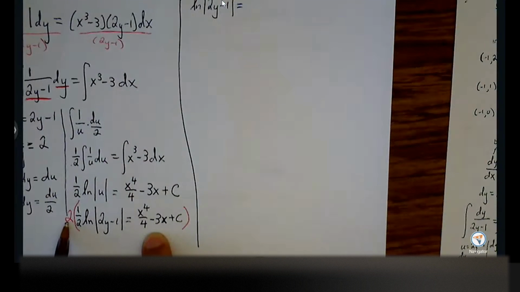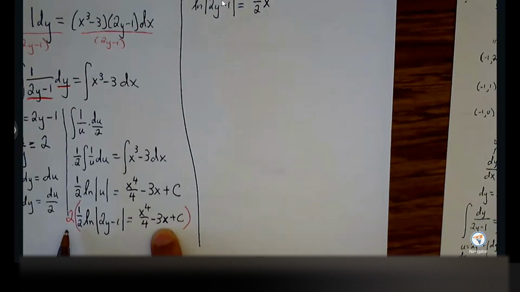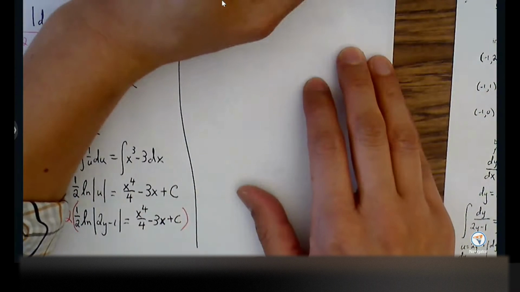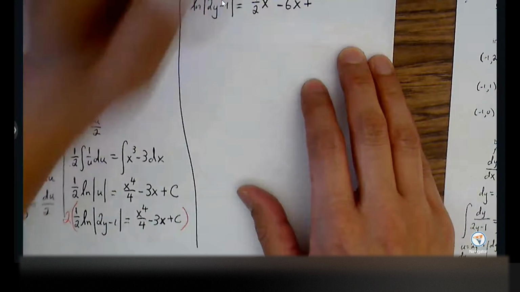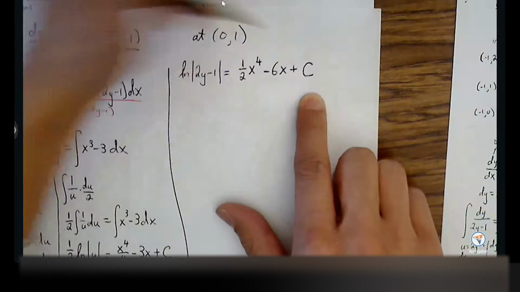2 over 4 is just 1/2. Minus 6x plus 2c. Now 2 times c is just a constant, so we're just going to leave that as just plus c.